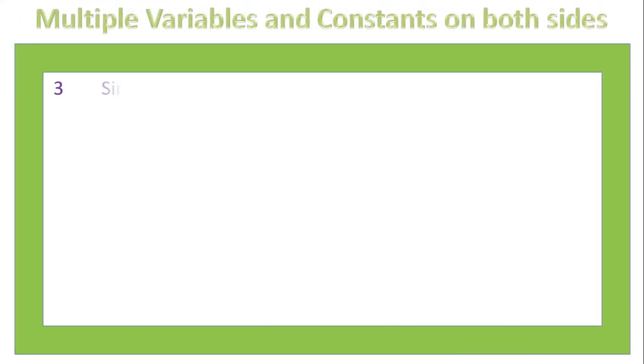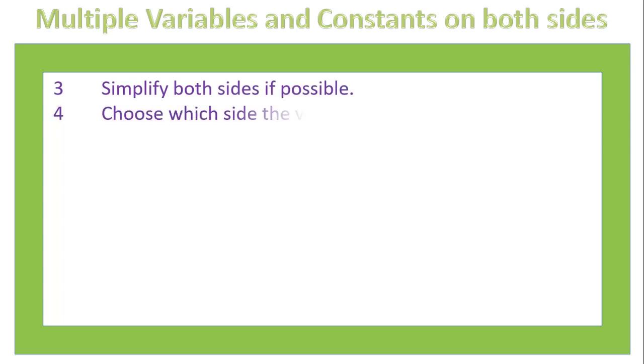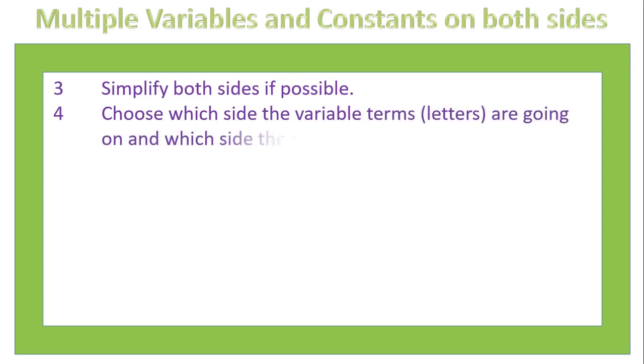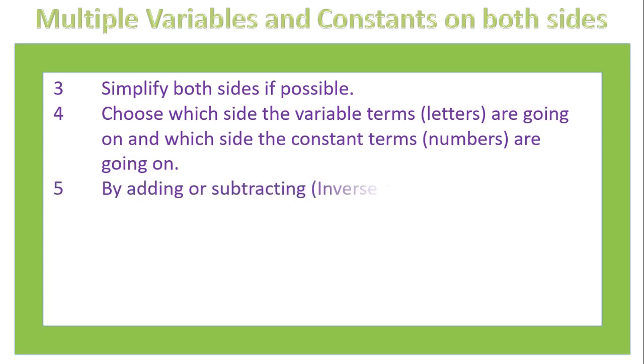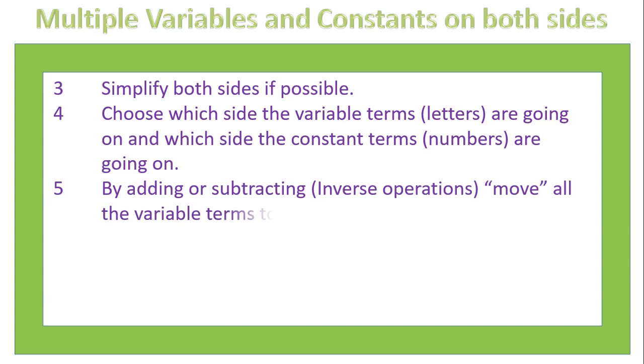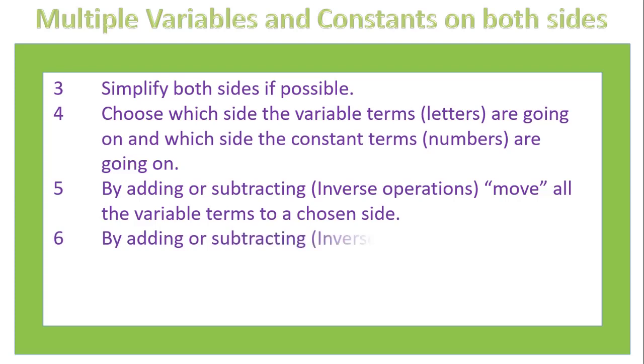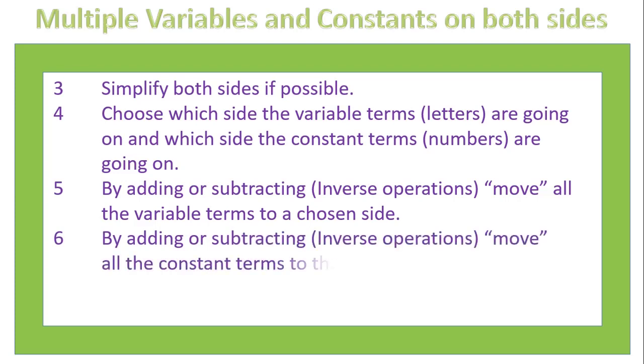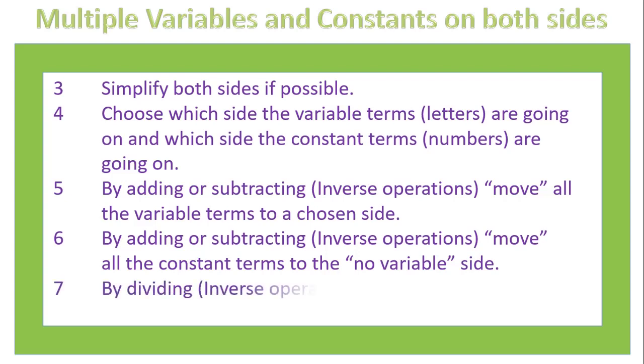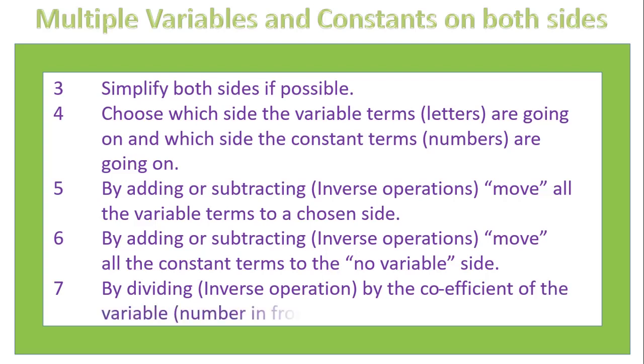Let's have a look at our steps. Step 3, simplify both sides if possible. Step 4, choose which side the variable terms are going on and which side the constant terms are going on. Step 5, by adding or subtracting, which is an inverse operation, move all the variable terms to the chosen side. Step 6, by adding or subtracting, move all the constant terms to the no variable side. And lastly, step 7, by dividing by the coefficient of the variable, get it by itself.